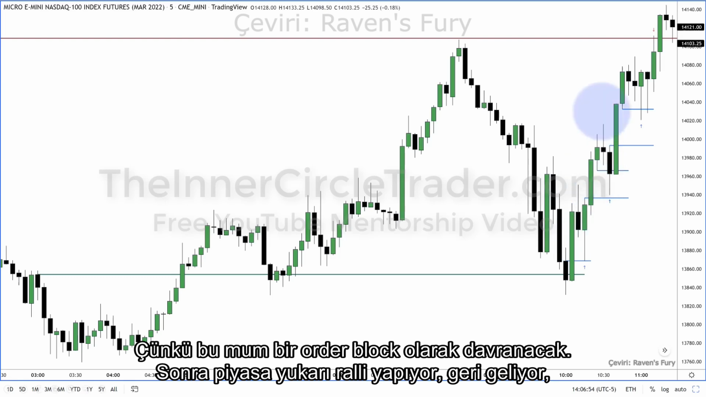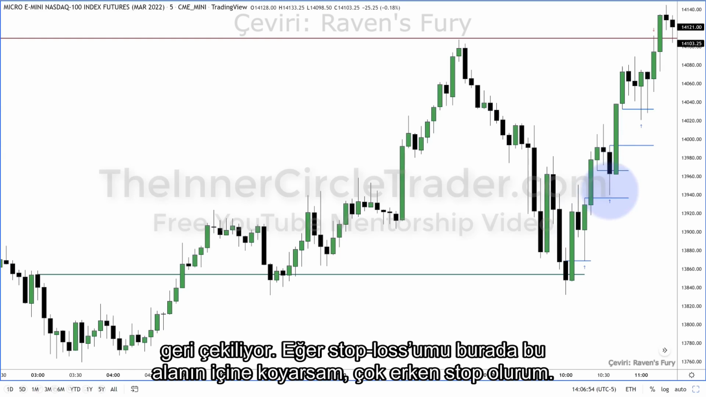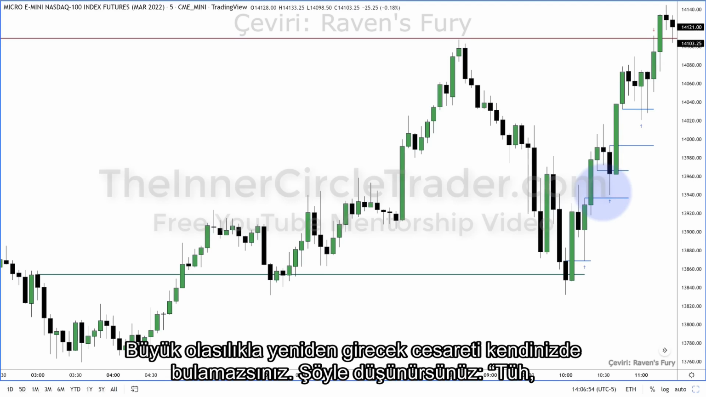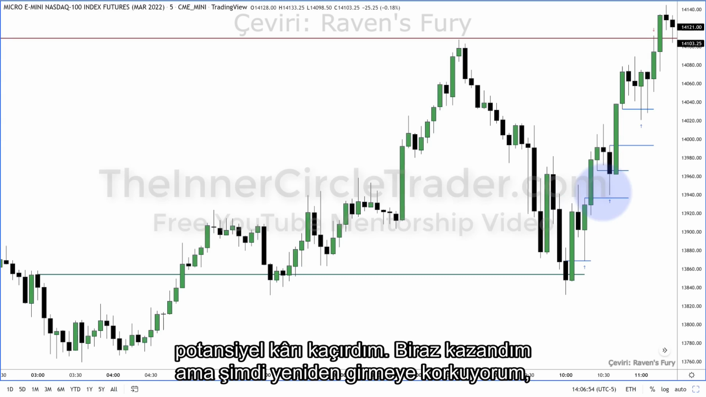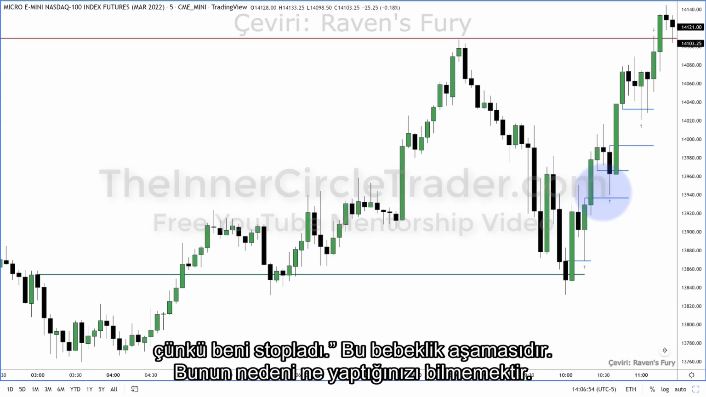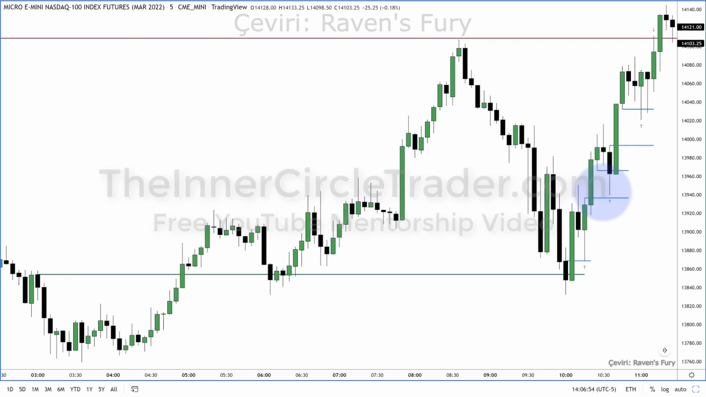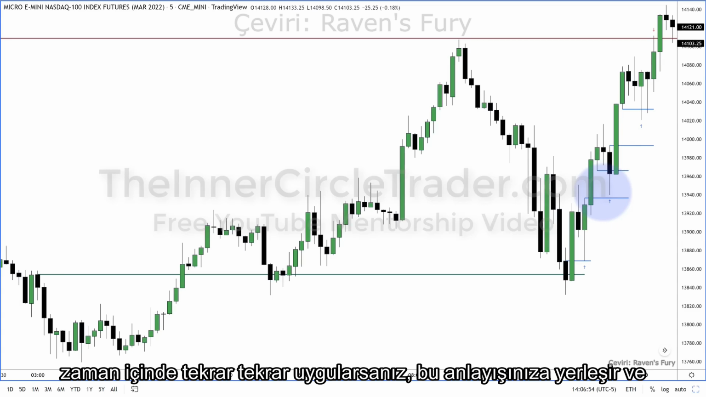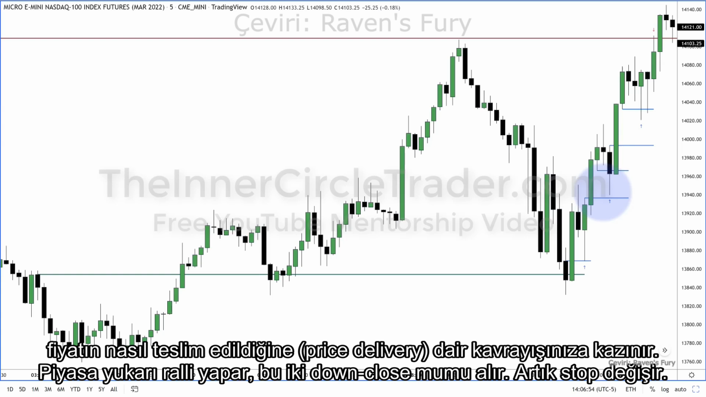Then the market rallies away, comes back down, retraces. Now if I put my stop loss inside this area here, I'm stopped out prematurely. And chances are you probably wouldn't have the wherewithal to get back in. You'd think, well, I just lost out on potential profit. I made a little gain, but I'm afraid to get back in now because it took me out. That's infancy. That's because you don't know what you're doing. Everybody was like that. I was like that. But you grow out of it. If you do the same things I'm teaching you over time, it's built into your understanding and it's ingrained in your understanding about price delivery.